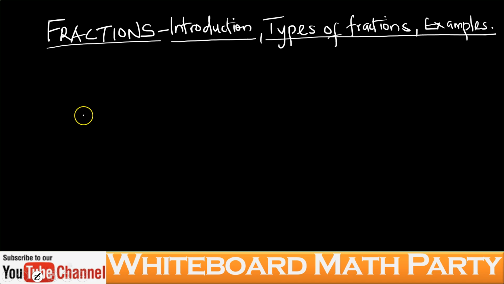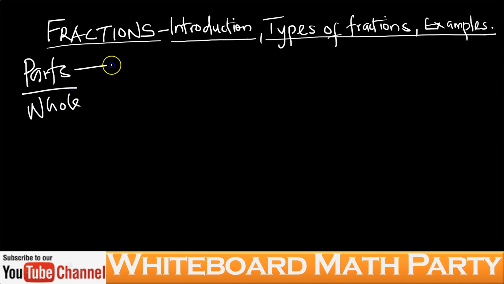Fraction simply means numbers that we use to express parts of a whole. Fractions are expressed like this: parts out of a whole. The parts that stay up, we call this the numerator. And the parts that stay down, this one, we call it the denominator.